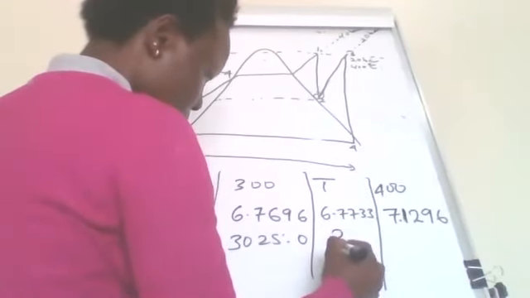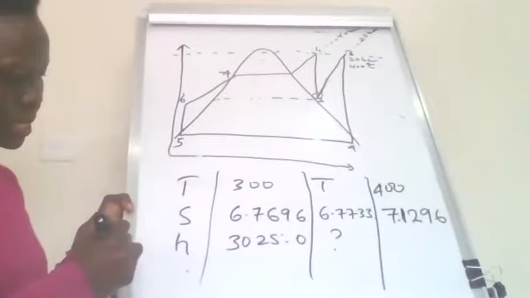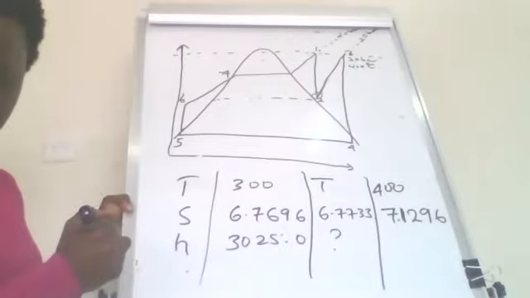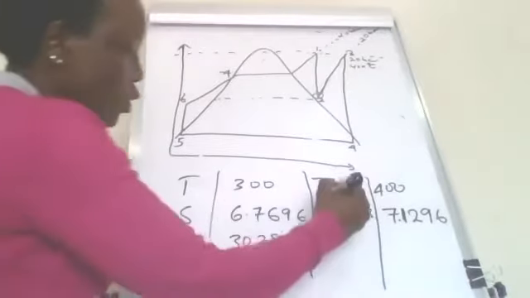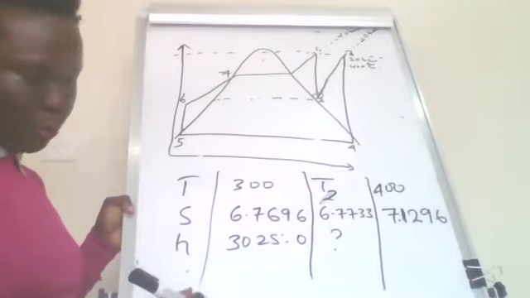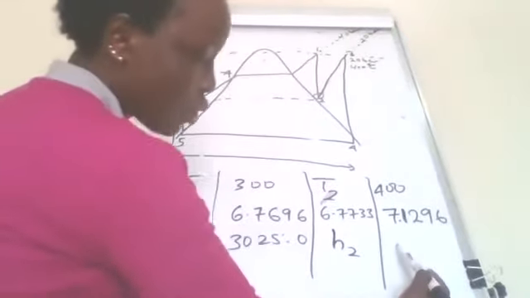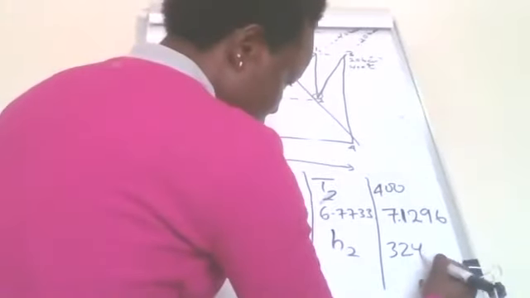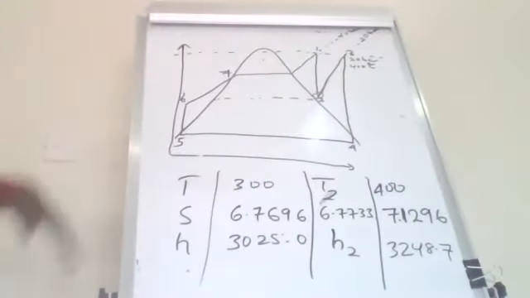Here we don't know the value. Sorry, there's something that's missing. Okay, yes. We don't know T, is it T2? Yes, we don't know T2, and we also don't know H2. But at 400 degrees, we have 3248.7. I'm going to explain.